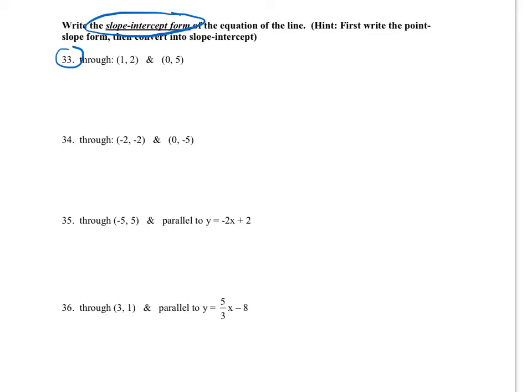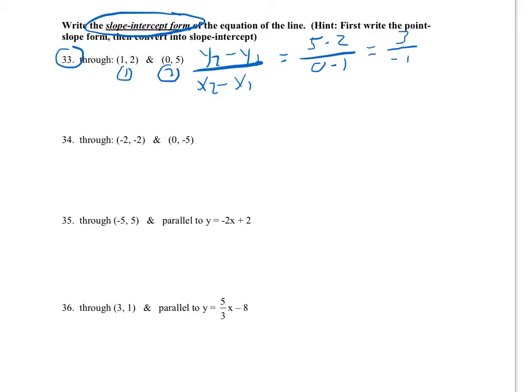So the first one, we have 2 points, which means we must use the slope formula. The order doesn't matter, but just to be consistent with the notes, y2 minus y1 over x2 minus x1. We'll say this is our first point and that's our second point: 5 minus 2 for the difference in y's, and 0 minus 1 for the difference in x's. So we have 3 over negative 1, or just negative 3.